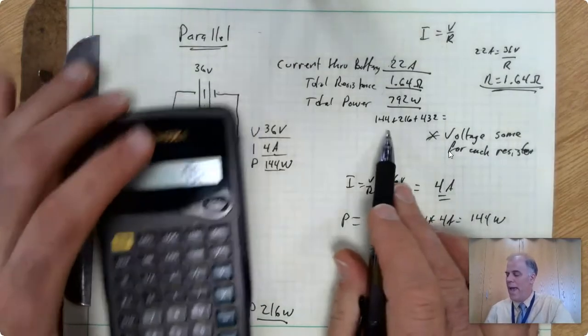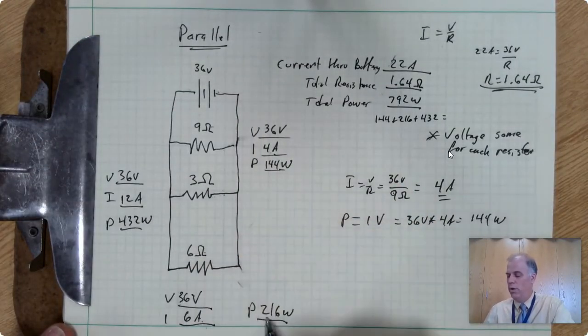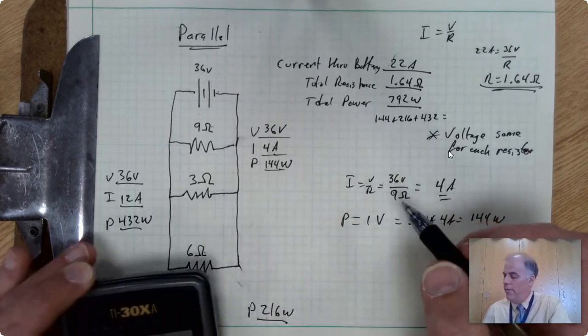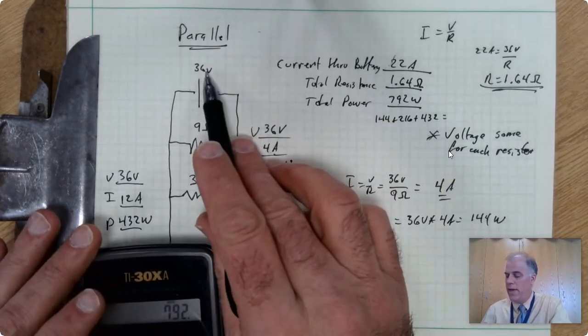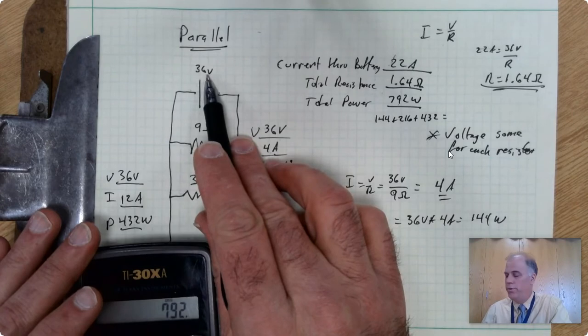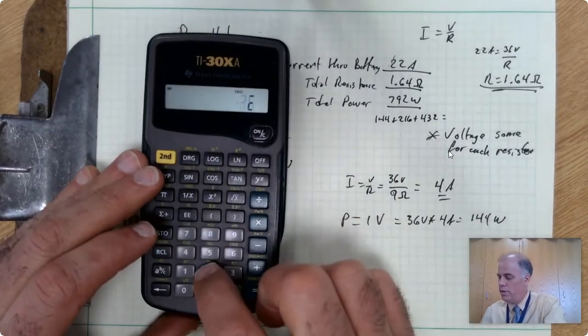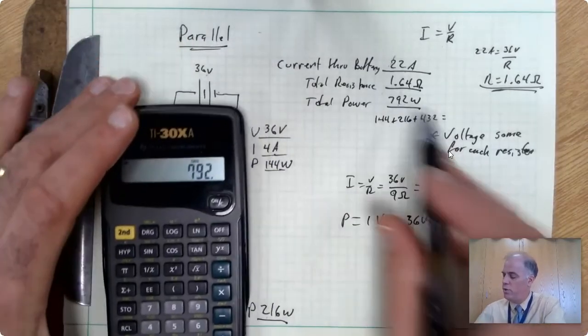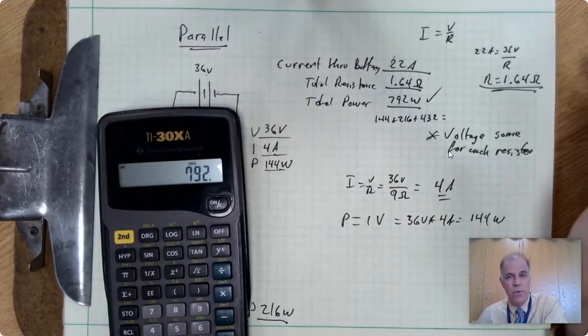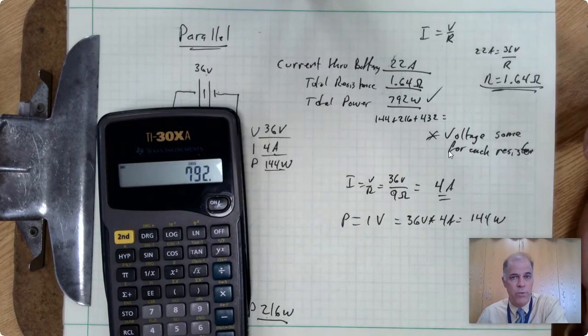That's what we get by adding together the individual power. And then we can also calculate it by taking the battery voltage times the total current. We get 36 times 22, and that is still 792 watts. So we've calculated that two different ways, and we've gotten the same answer both times, so we can be pretty sure that we've done everything right.